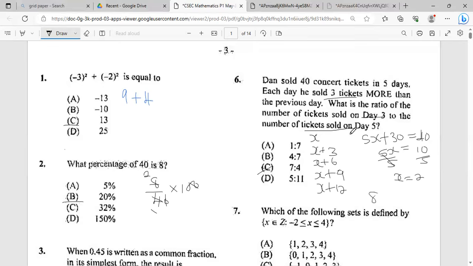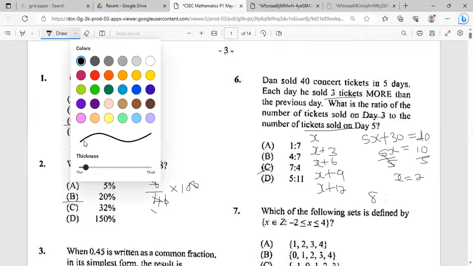Why is this so thin? I don't understand, guys. I don't understand why it's so thin. I'm going to make it thicker. What's happening?